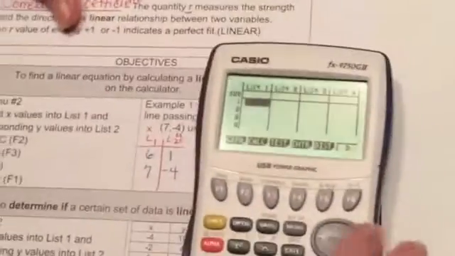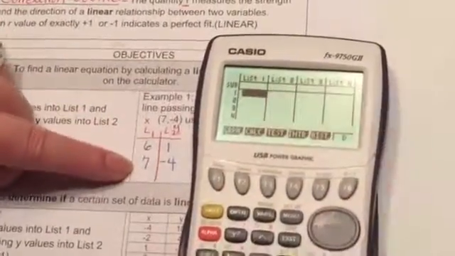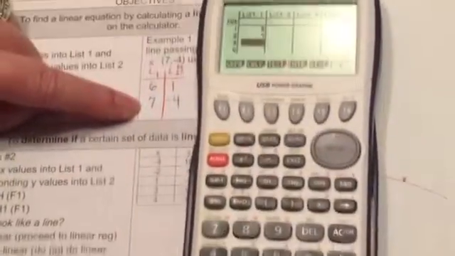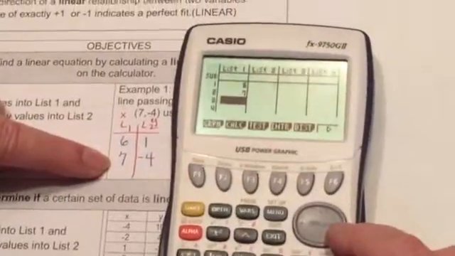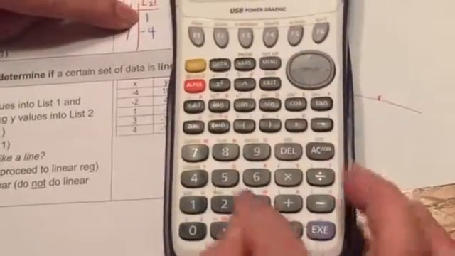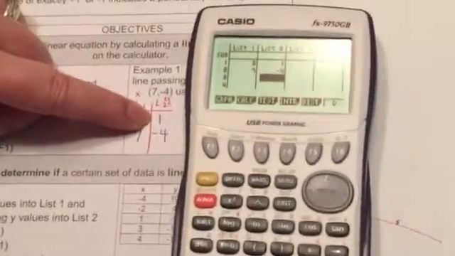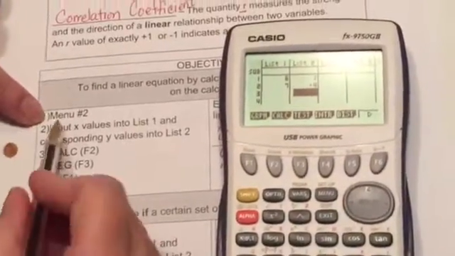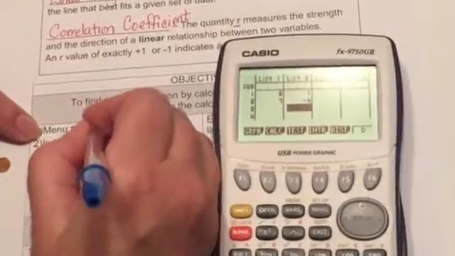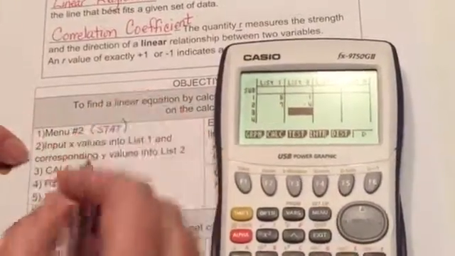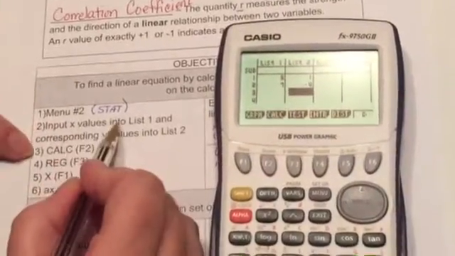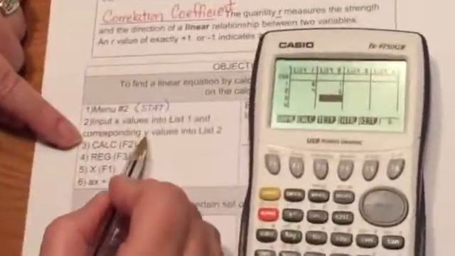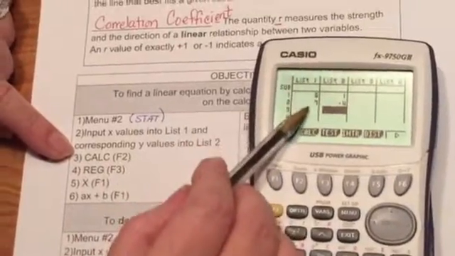So now that I'm ready to put it in, I'm going to put in list 1 the 6 and 7. So I'm just going to put 6, enter, 7, enter. Then I'm going to use the arrow and go over to list 2 and put in the Y values. 1, enter, -4, enter. So I have those 2 points. So let's see what I did. I did menu number 2, and that was the stat menu. And what I did was I input the X values into list 1 and the corresponding Y values into list 2.